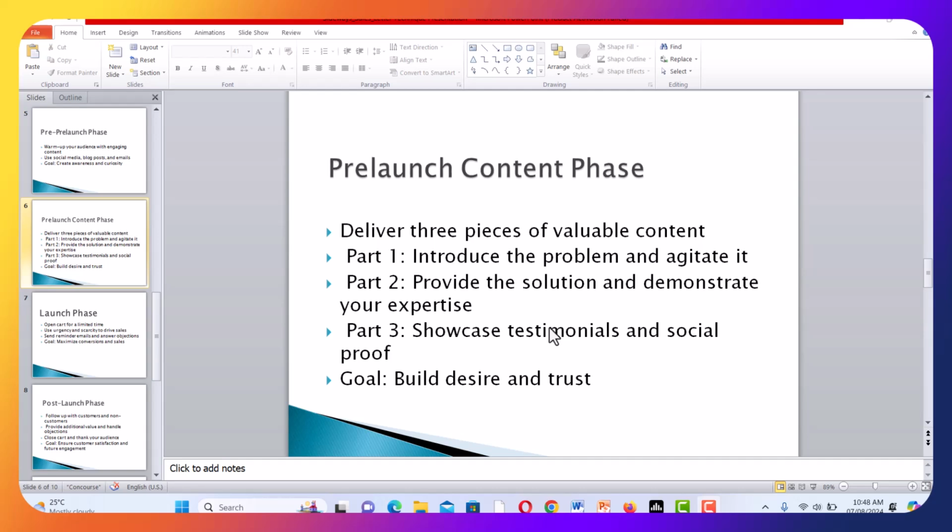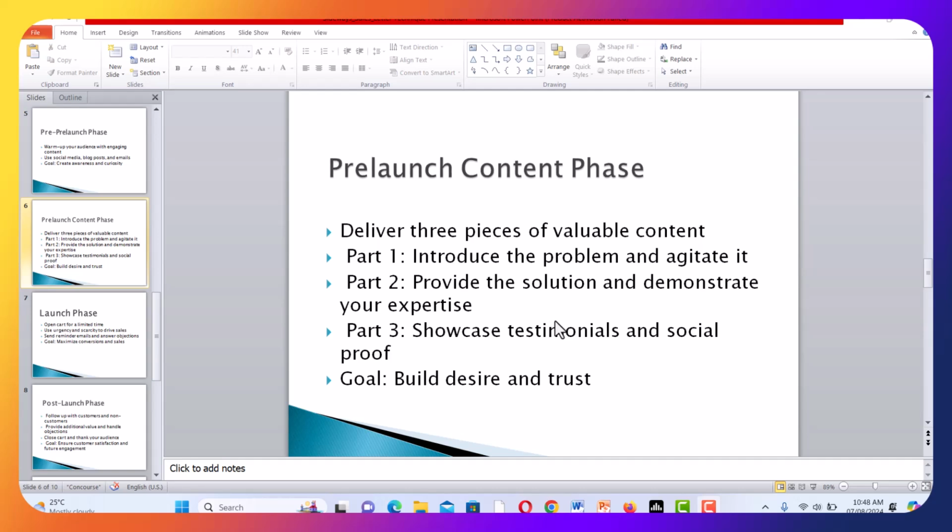Then part 2, provide the solution and demonstrate your expertise. So provide the solution and then make sure that you show them that you have the experience, you have the skill, you have everything to solve their problem. Then part 3 is to share testimonials and social proof to back up your point. The goal here is to build desire and trust with your audience.